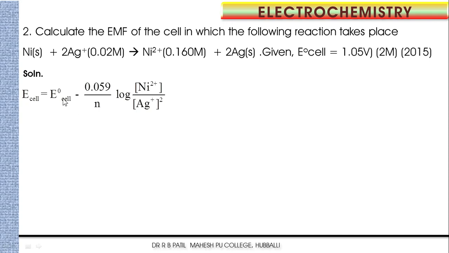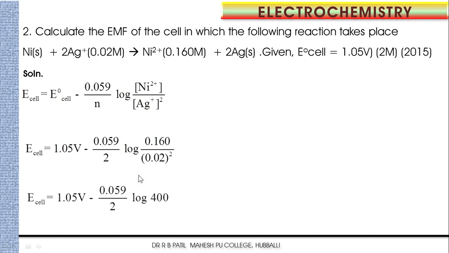Now let us substitute the values. E naught cell is 1.05 volt, as given, and the number of electrons lost or gained here is equal to 2. The molar concentration of nickel 2 plus ion is 0.160, whereas Ag plus is 0.02. Clear? On solving this, I hope, students, you know how to solve log. I am going to get this value, that is equal to 400. Log 400 is 2.6020. Let me substitute that.